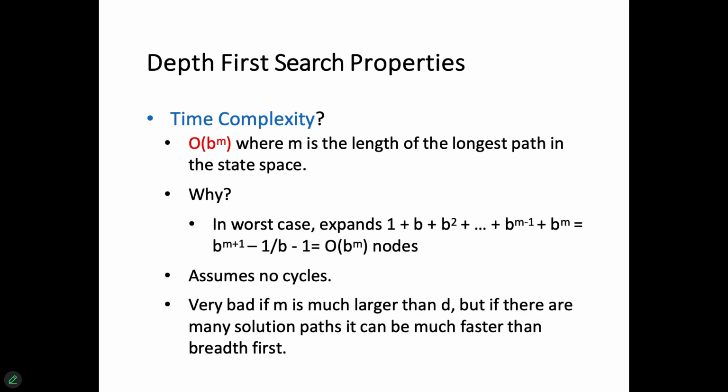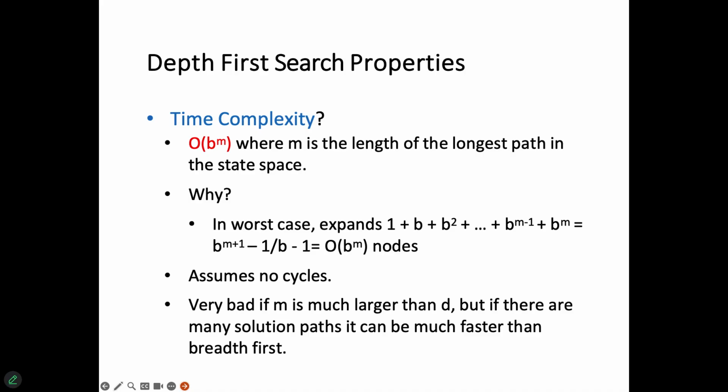But in DFS, the good thing is, if you see the time complexity now, what is the worst case scenario? In DFS, let's say this is your tree, you're not exploring all the branches, right? You're going in one branch. And so in the worst case, you're expanding first one node and then B nodes, the next level, and then B to the power of 2 nodes, and so on. So this is not going to be multiplied, right? But this is going to be added as you go down.